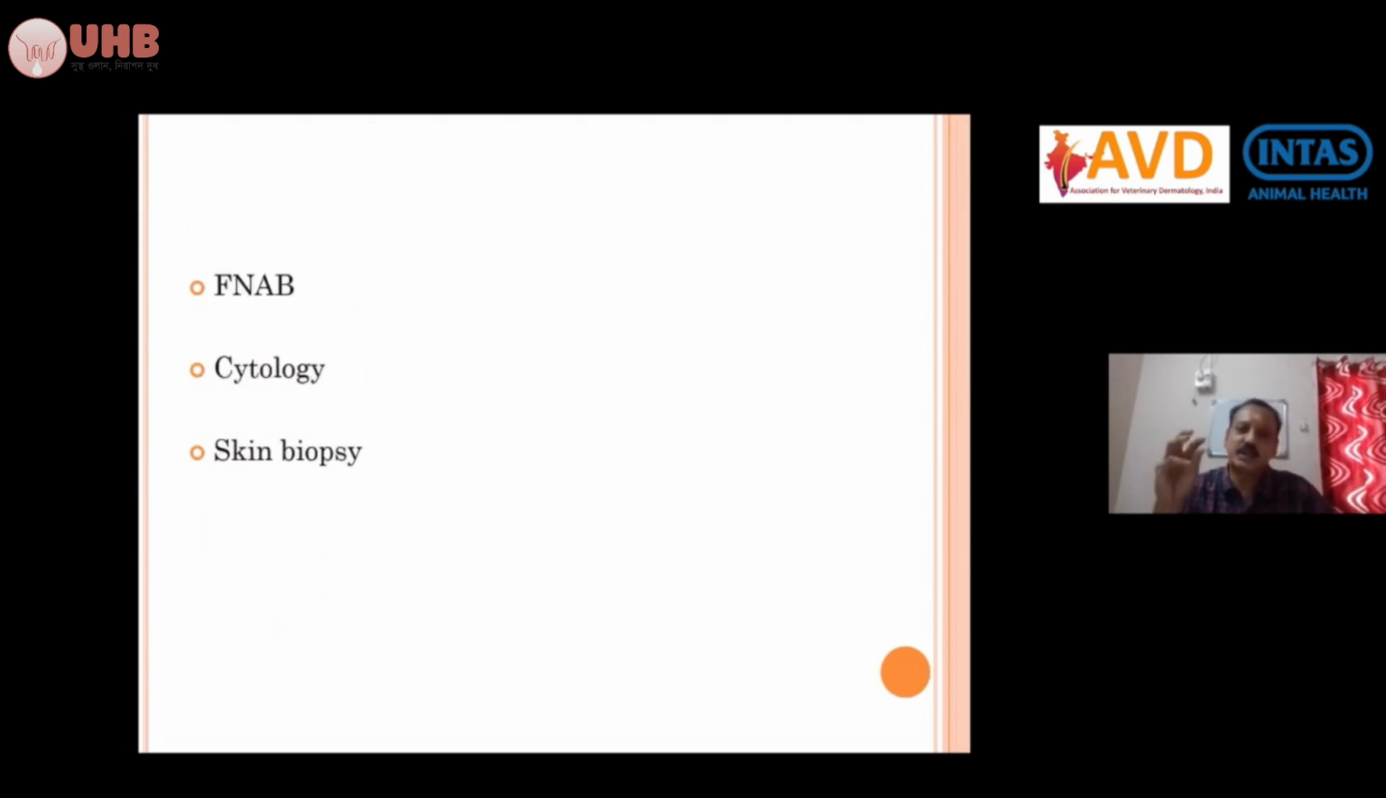And suppose you have any growth, you can take a fine needle aspiration biopsy. Skin biopsy is also very useful in large animal dermatology. I'll tell you how to take it.